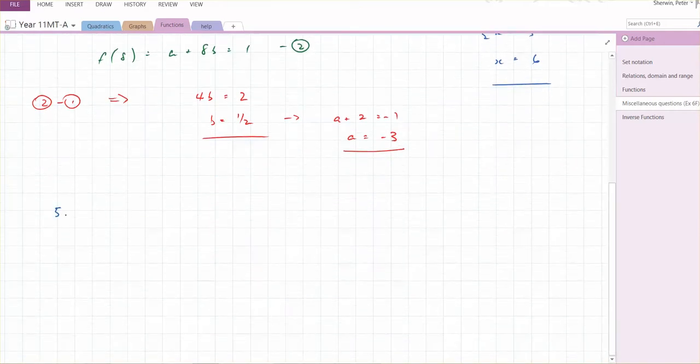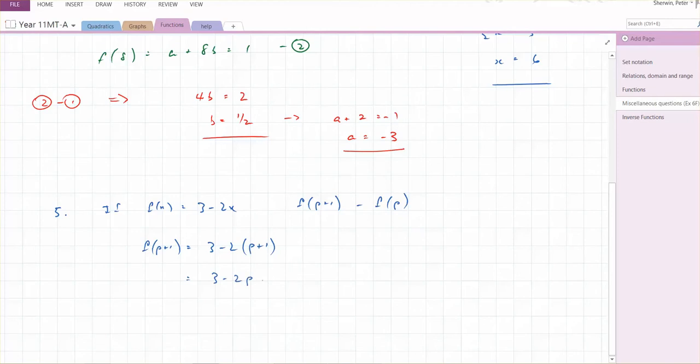So if we have a look at question 5, we're told here a function is defined as 3 minus 2x, and we want to find f of p plus 1 minus f of p. So if we put p plus 1 into this function, then that'll be 3 minus twice p plus 1. Remember, we just feed in this value to x here. Simplifying, 3 minus 2p minus 2, so it's 1 minus 2p. But we also want to know what f of p is, which is just 3 minus 2p.